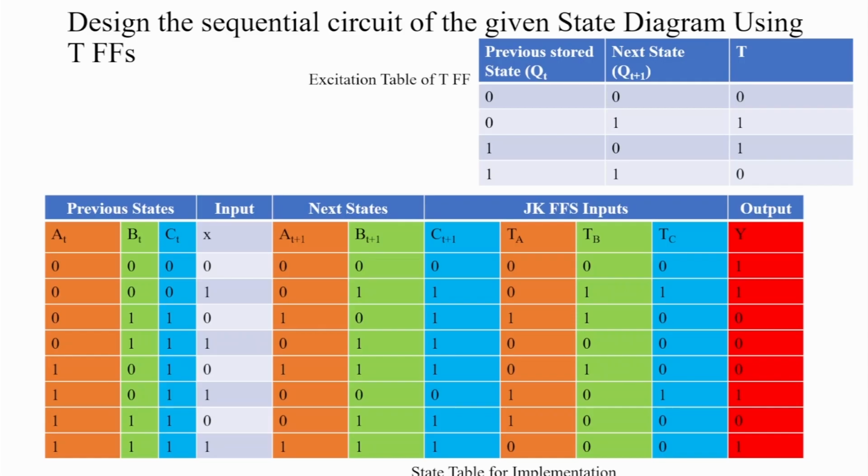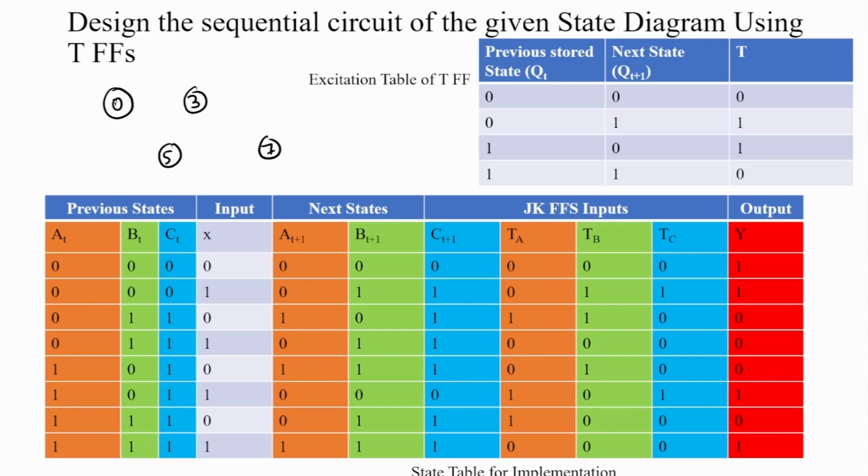So, let us take the states that are used: only states 0, then 3, then 5, and then 7. Only these states are used. This is the state diagram. State 0 means 0 0 0, state 3 means 0 1 1, state 5 means 1 0 1, and state 7 means 1 1 1.